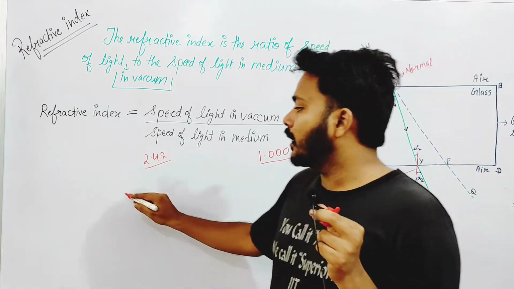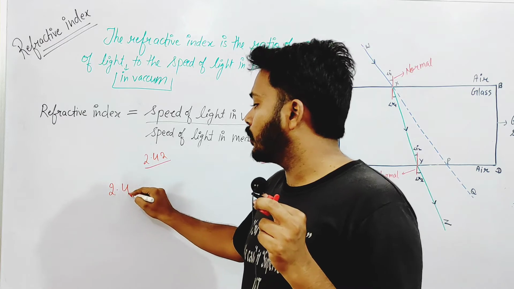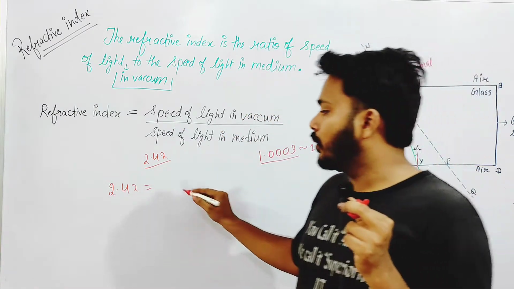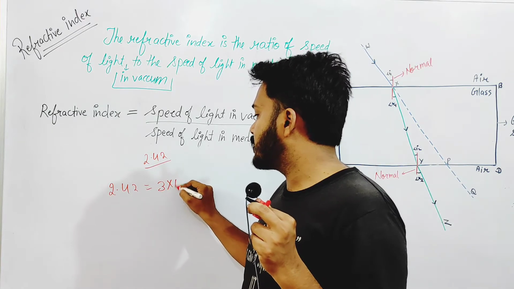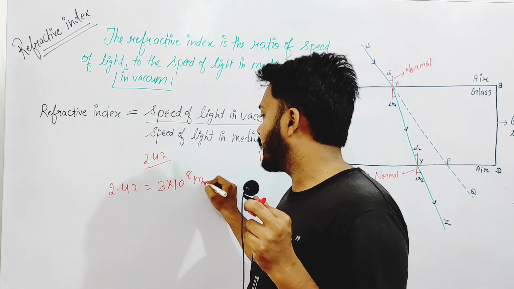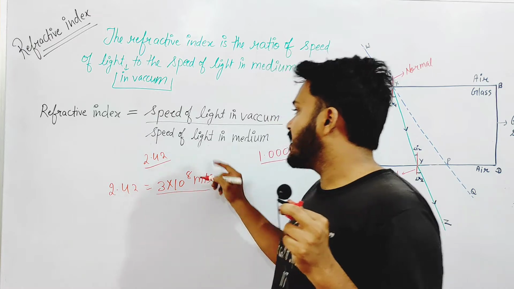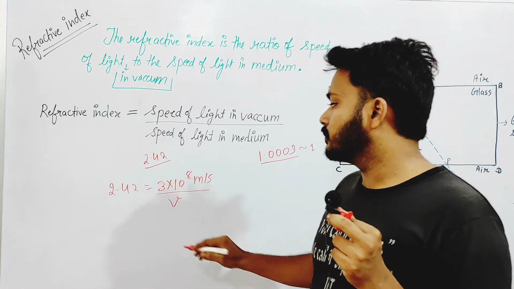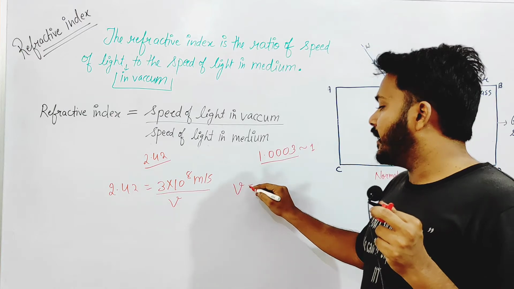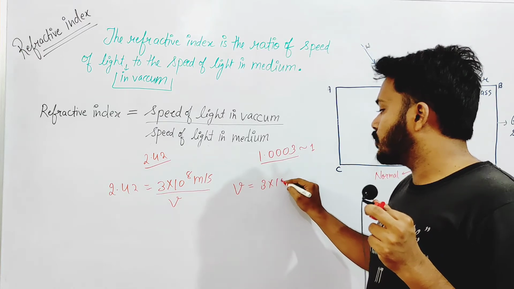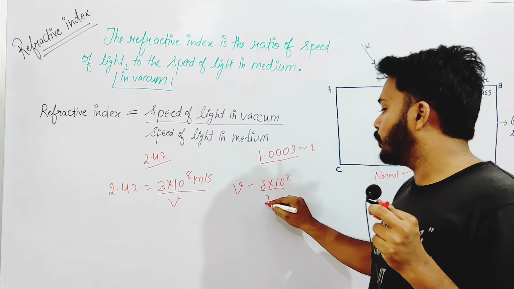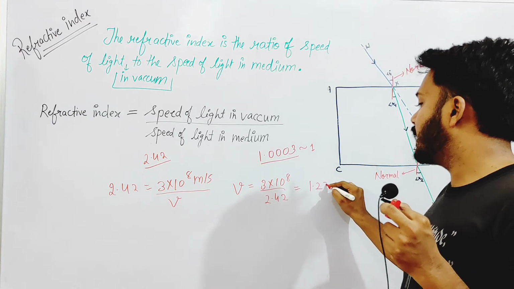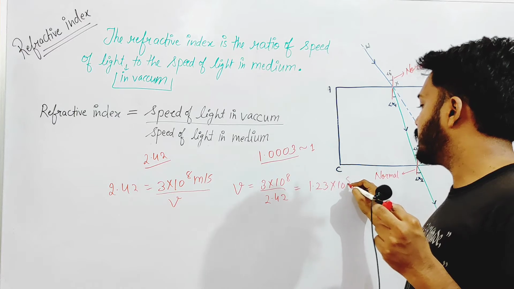You can simply put the value here. 2.42 is equal to the speed of light in vacuum, which we already know, 3 into 10 raised to power 8 meter per second, divided by the speed of light in the medium, which you can suppose is V. So V will be 3 into 10 raised to power 8 divided by 2.42. So it will come to nearly 1.23 into 10 raised to power 8 meter per second.